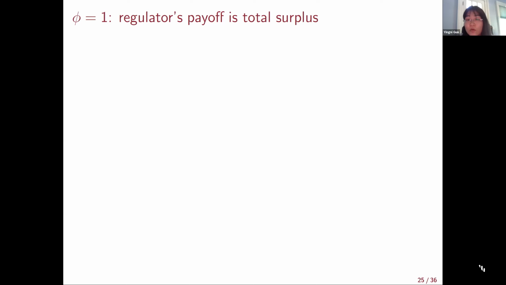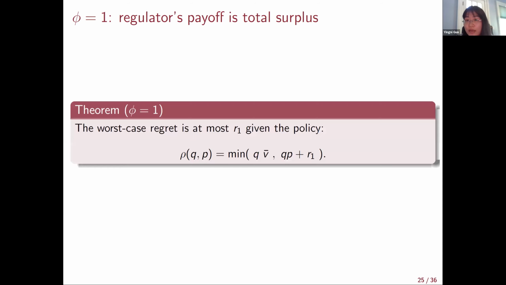Okay. Now we're going to first offer some intuition here to show how we can prevent the regret from being higher than R1. So the worst case regret is at most R1 given this policy. So this policy is the minimum of two terms. If the firm prices below V upper bar, I will tell the firm that I will subsidize you for the difference between your price and the V upper bar. So this effectively tells the firm that your price is V upper bar. Okay, this would encourage the firm to produce more than the firm would like without the regulation.